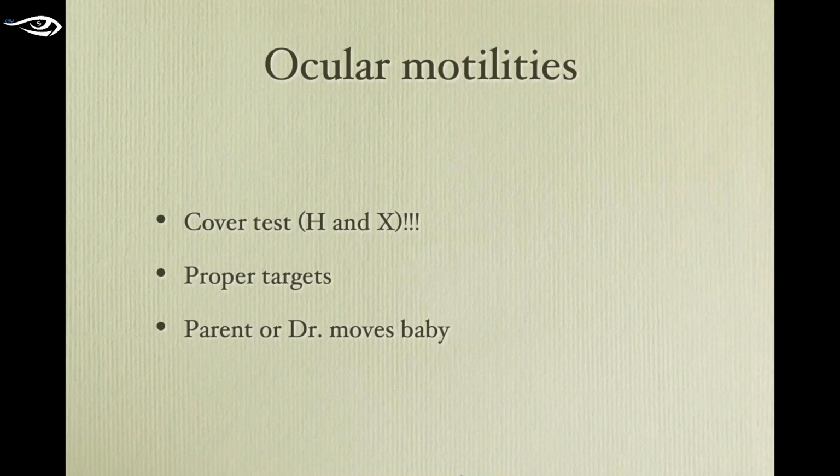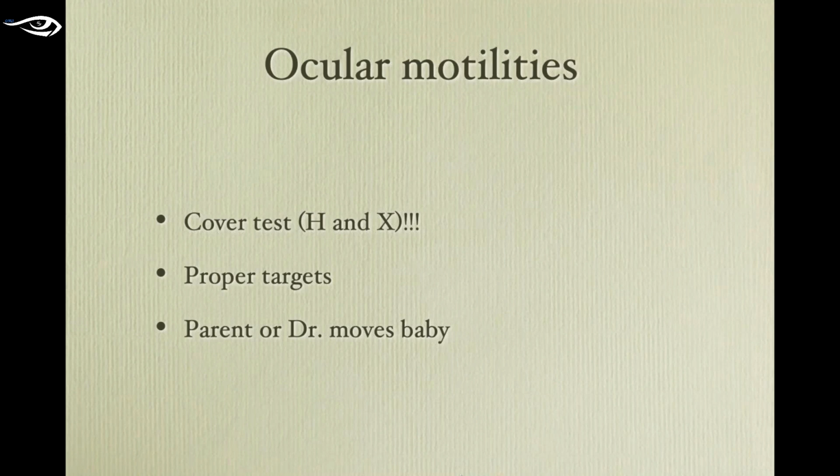Proper targets to use, again, I prefer to use a toy. Again, the favorite toy of the child. I'll use a light as well. And as I'm doing my motilities, I'm also doing a cover test. So I'm holding the toy, I'm doing my field of action, looking at motilities in all directions. I then do a cover test. And when I do a cover test, I always start out with alternate cover.